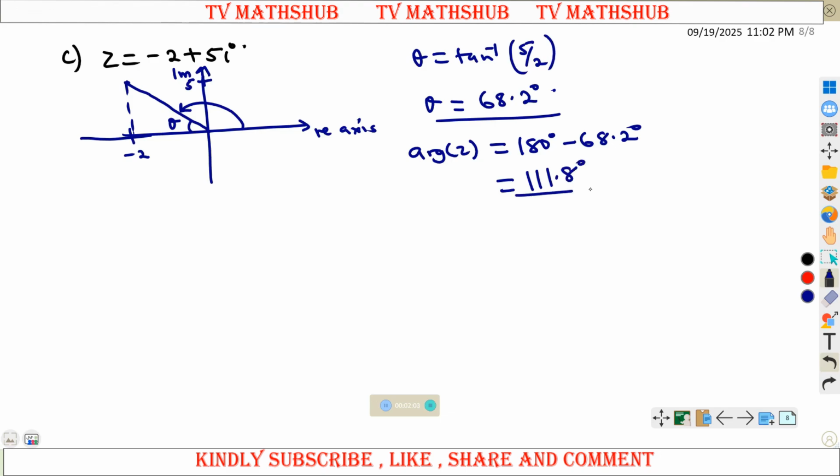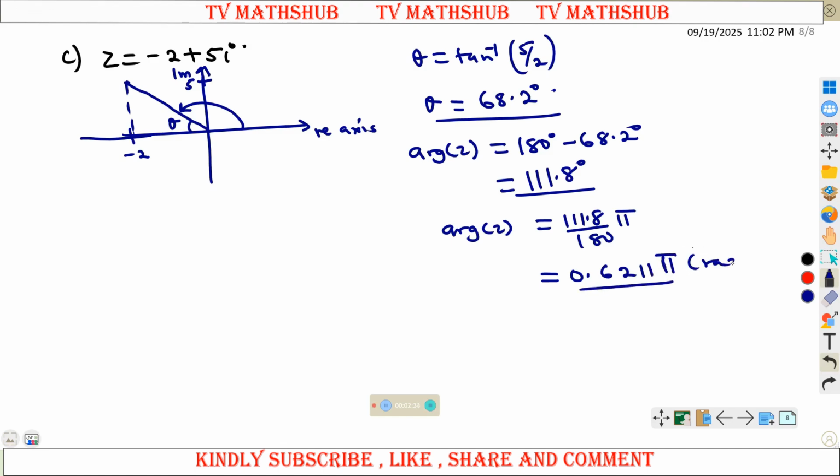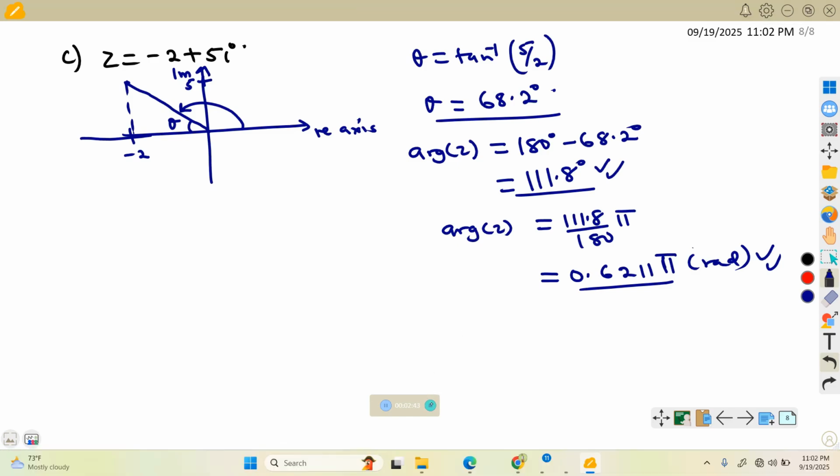111.8 degrees. So this will be the argument of z, which we can as well write in terms of radians. In terms of radians, we take this 111.8 and divide it by 180 times pi. When you divide that by 180, you'll be able to get a value which is approximately 0.6211 pi. So this is in radians and this is in degrees. You can write any of the two, and that will be the answer for part C.